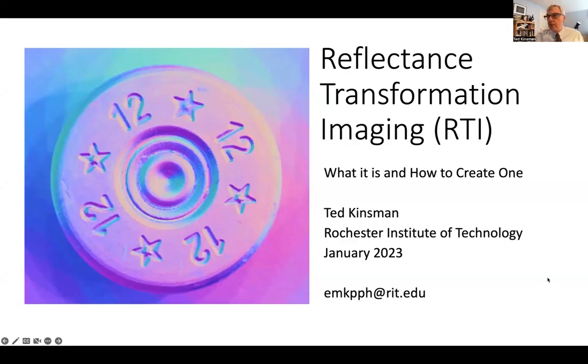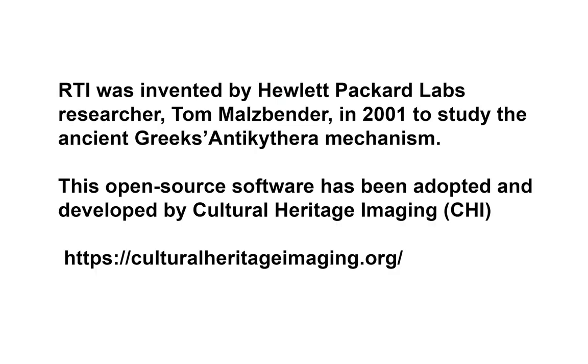So reflectance transformation imaging is a really interesting technique. And here I'm showing a shotgun shell, and it's in normal vectors. And I'll speak a little bit about what a normal vector is, how it all works. RTI dates back to around 2001 when Tom Malzbender put the program together and designed this for visualizing the ancient calculator that was discovered way back in the early 1900s. It's now evolved into an open source software and is maintained by the Cultural Heritage Imaging Institute in San Francisco.